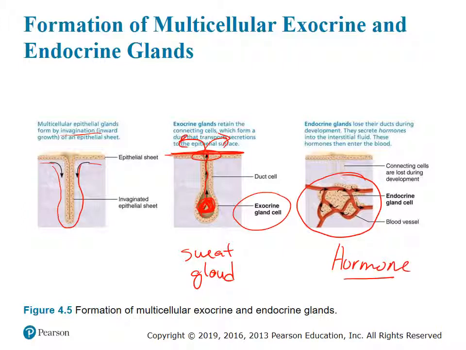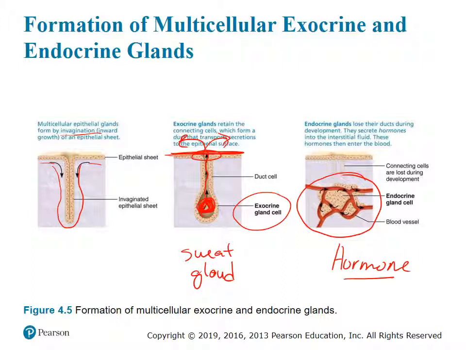And notice what's on top of or surrounding those collections of cells: the bloodstream, because those cells will secrete their hormone and it will catch a ride in the bloodstream to be used somewhere else. Other cells will use them as stimulation to make or do something for the body.